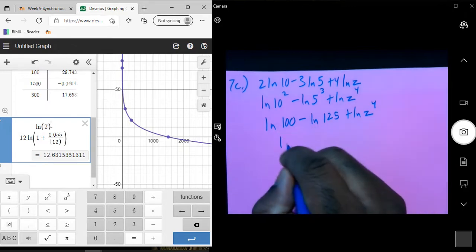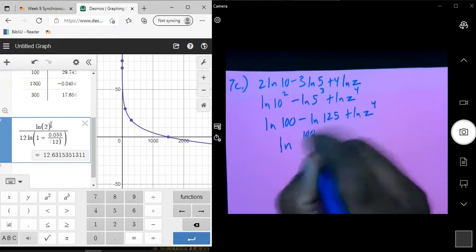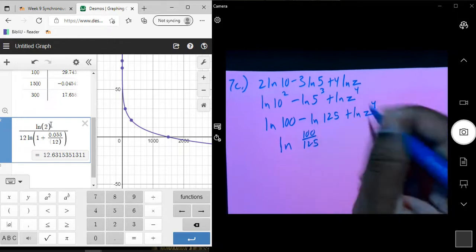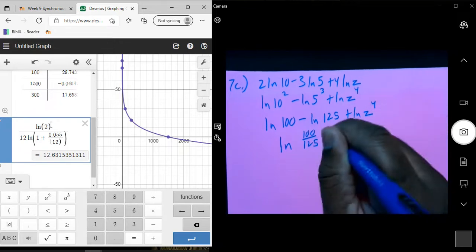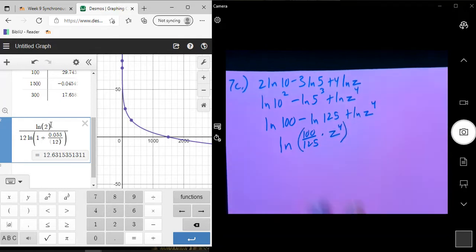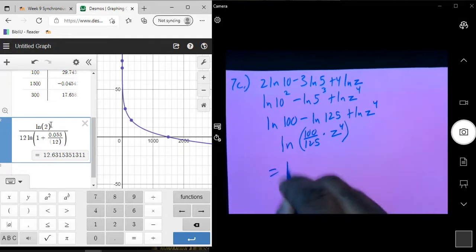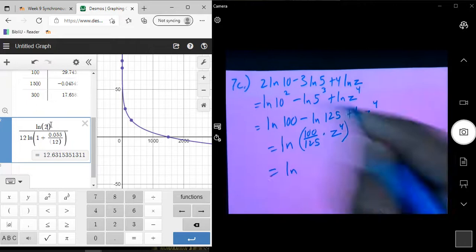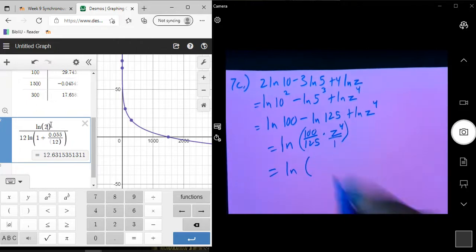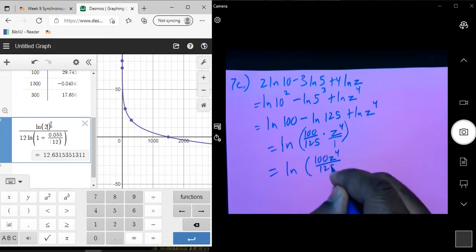So we had a natural log of 100 divided by 125. And then it'll be times z to the 4th, because remember, we're combining all of these to one natural log problem. So this would be natural log, times, we could put a 1 under the z to the fourth. It'd be 100 z to the fourth all over 125.